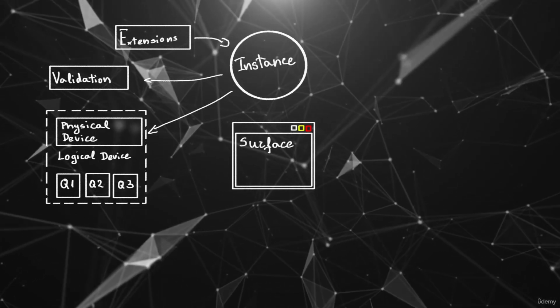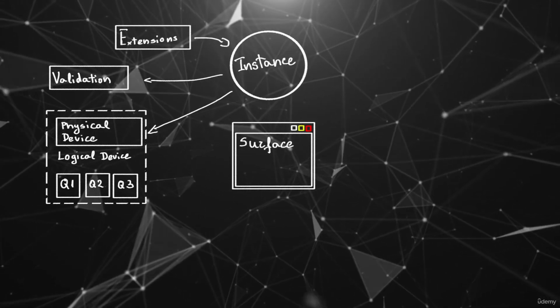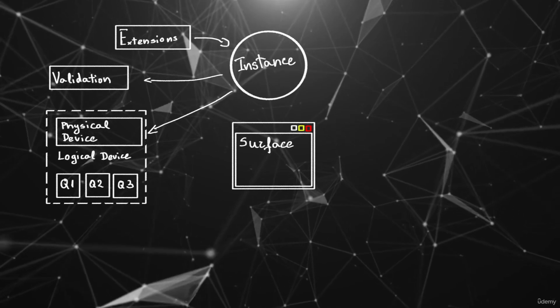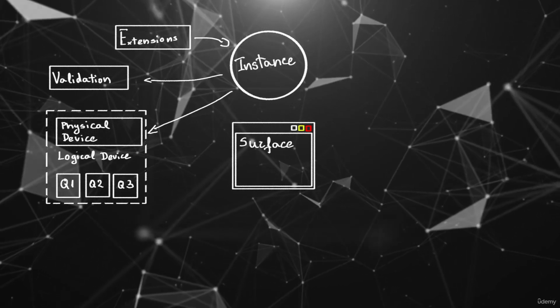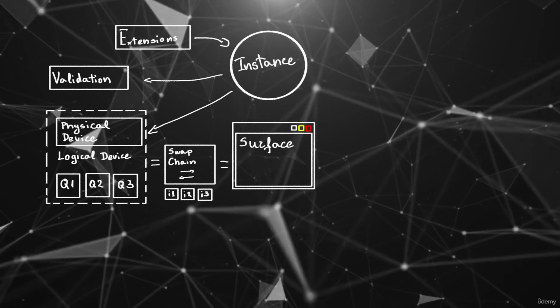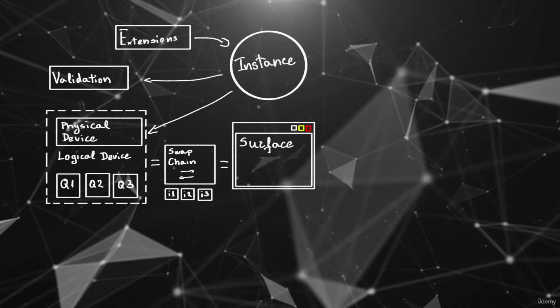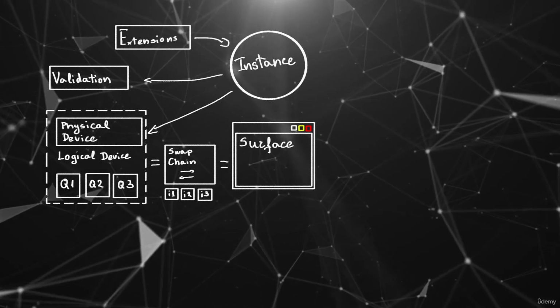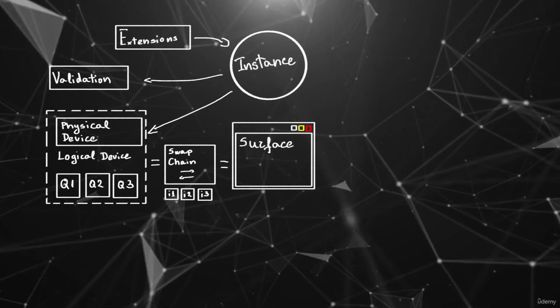After that, we need a surface to draw to. This surface is not a core part of Vulkan, but an extension. And between the surface and our logical device, we will set up a swap chain. This swap chain will control how many frames we have and how they are sent for rendering.